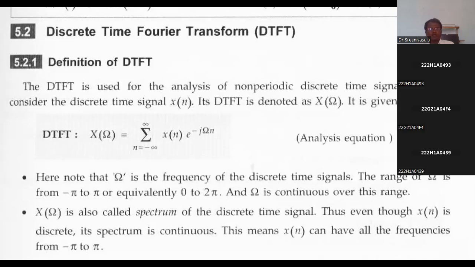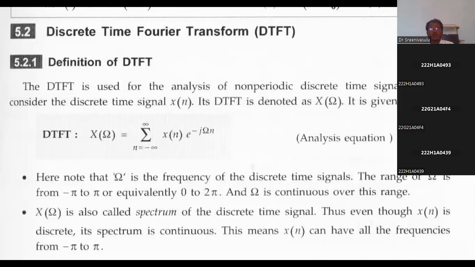Then, what is the previous Fourier transform formula? You must know the Fourier transform formula is an integral. Instead of integration, we are going to write summation. That is the main difference between the continuous time and discrete time formula. Then wherever we have x of t in the formula, we replace it with x of n. Wherever we have e power minus j omega t, that j omega t we replace with j omega n.